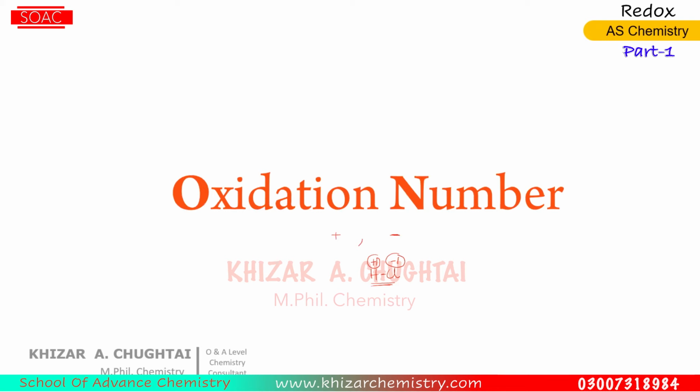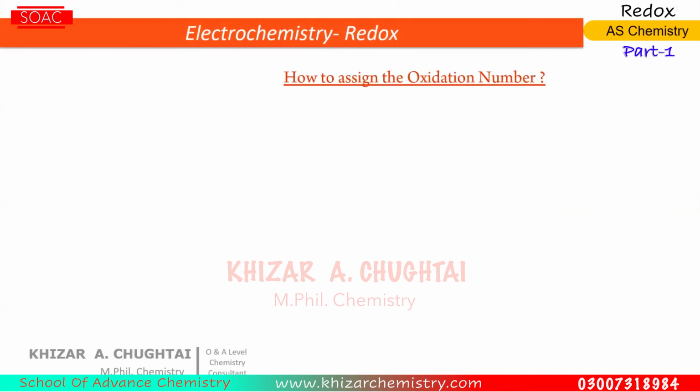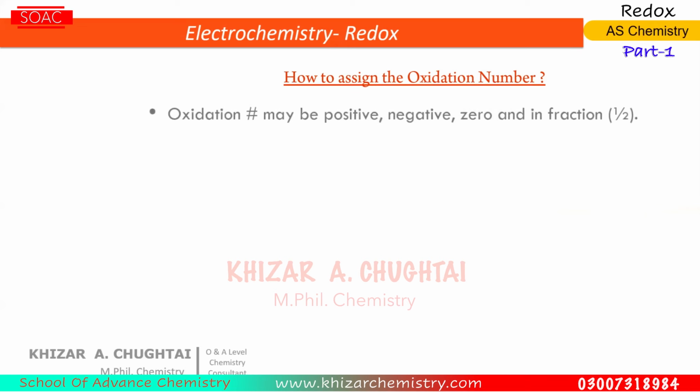Now let's see how to find or assign these oxidation numbers to the different elements. Number one, oxidation number may be positive, it may be negative, it may be zero, or it may be in fractions. So oxidation number may be a positive integer, a negative integer, a zero, or a fraction.